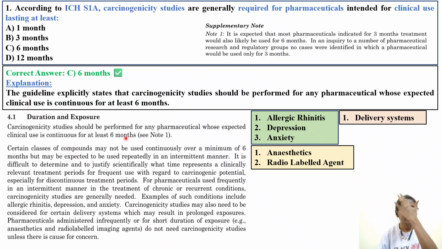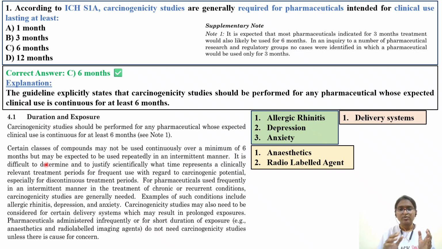Let's see what the second paragraph states. Certain classes of compounds may not be used continuously over a minimum of 6 months. There are certain indications, certain diseases where daily dosing might not be recommended, because based on the kinetics, based on the half-life, the drug might still be there in your body before the second dose is administered. So for such treatment indications, therapy and dosage regimens, you need intermittent dosing, like twice a week, thrice a week, or every alternate day.